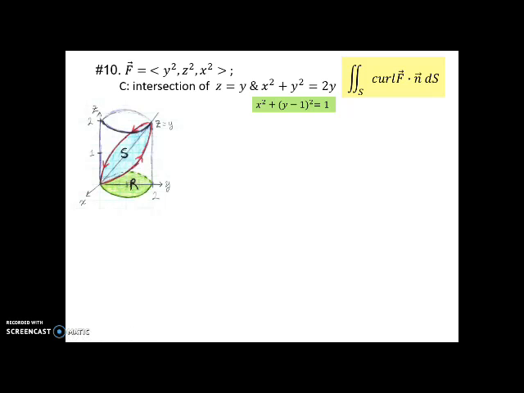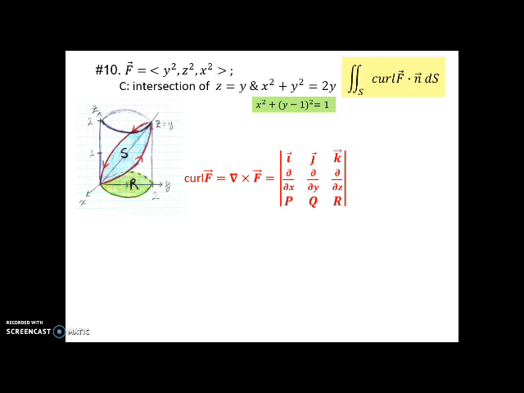So here's my beautiful picture. The curve C is that red curve. And so the surface is tilted, sort of an elliptical section of the plane z equals y. And then the shadow of that section of the plane is the circle R on the xy plane.